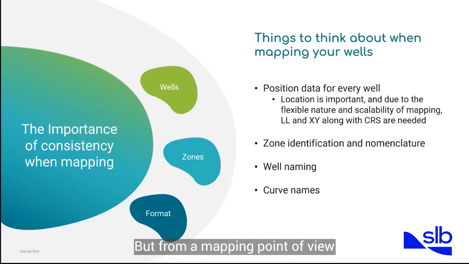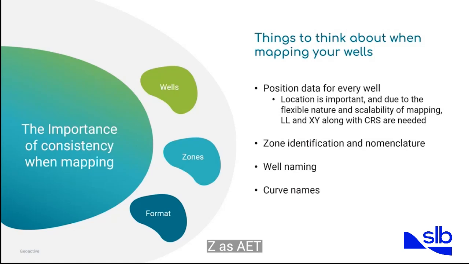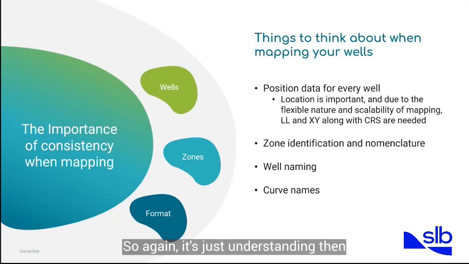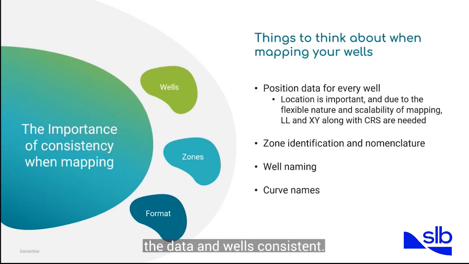But from a mapping point of view, right now, we don't say Z is A, E, T, and then B, and all the different versions of the phi curve. It has to be consistent. So again, it's just understanding the importance of making the data and wells consistent.